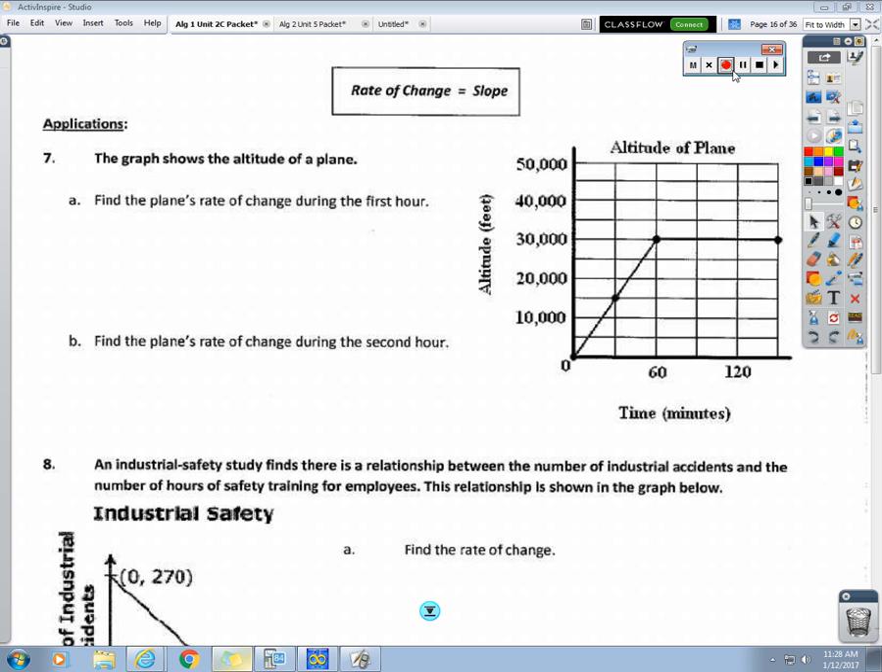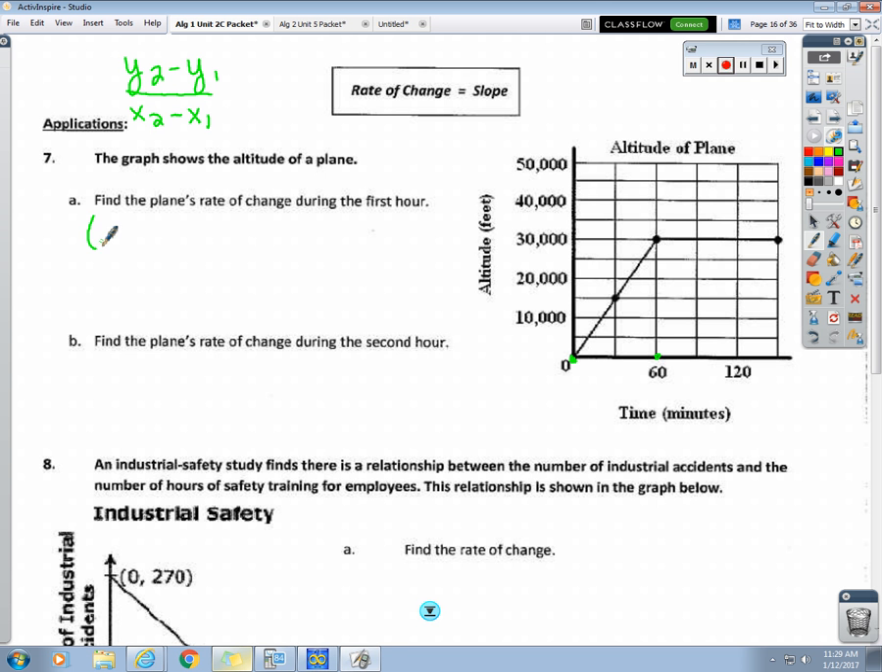The graph shows the altitude of a plane. Find the plane's rate of change during the first hour. Now remember, rate of change is the same thing as slope. So anytime you're asked to find slope, don't you have to use the slope formula? And to use that formula, what do you have to have? 2 points. So, if we're trying to find the rate of change during the first hour, doesn't that mean from 0 minutes to 60 minutes? That would be the first hour.